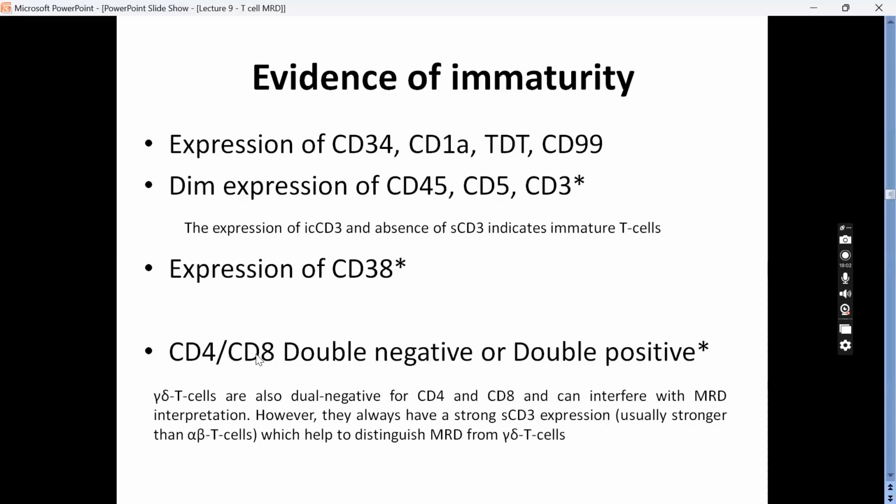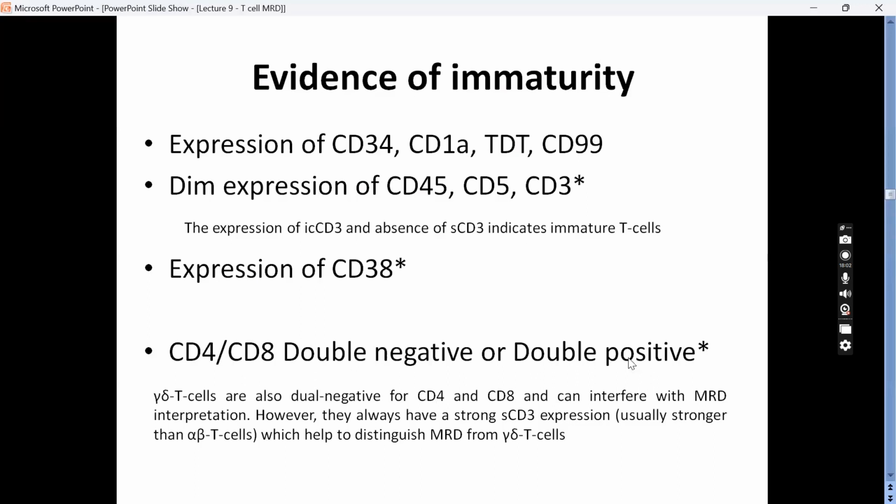Okay, now if you want to select cyto CD3 versus CD7, which is the best gating marker with respect to this? CD7, because it is covering the immature population which is not covered by cyto CD3. Okay, so I would love to go for CD7 as my initial gating marker.